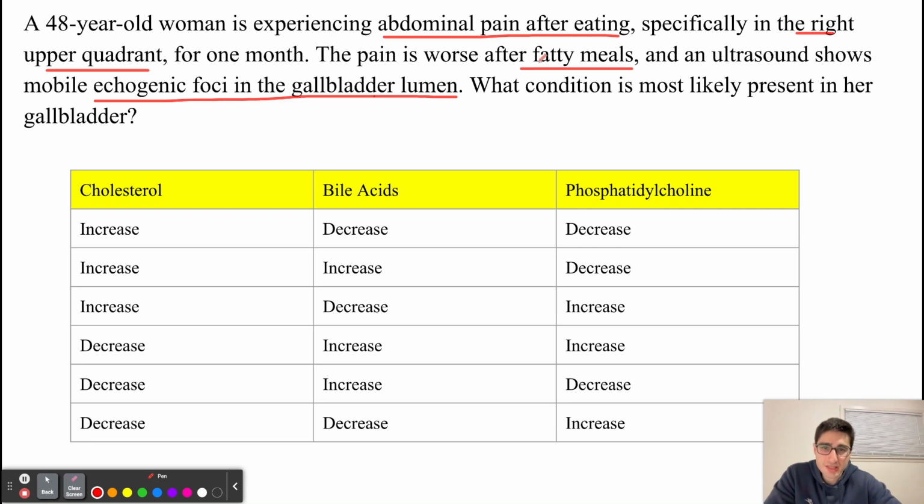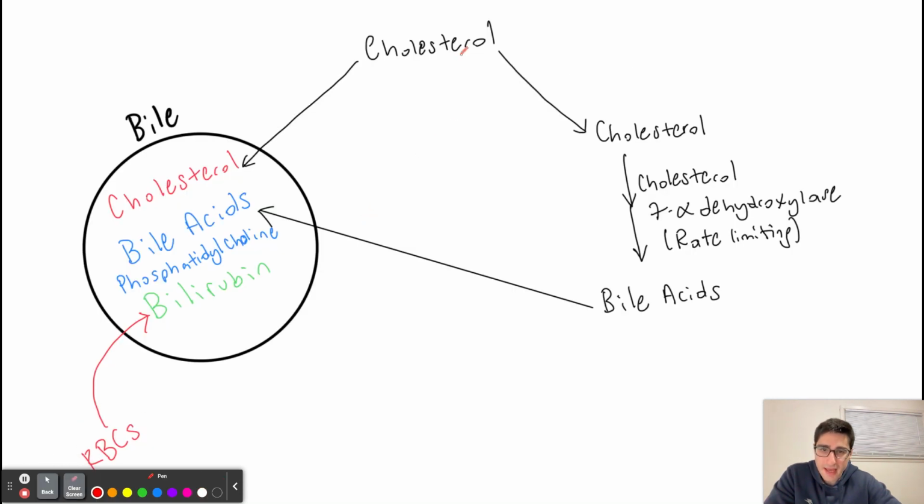Now, this patient's symptoms of abdominal pain after eating, specifically with fatty meals and pain in the right upper quadrant, is going to be consistent with gallstones. Now, when we have extra cholesterol in our body, we can get rid of it in two ways. One is going to be to put it in bile. So here we can put this cholesterol that we have excessively in the body into bile. The next is we can convert this cholesterol into bile acids in the liver.